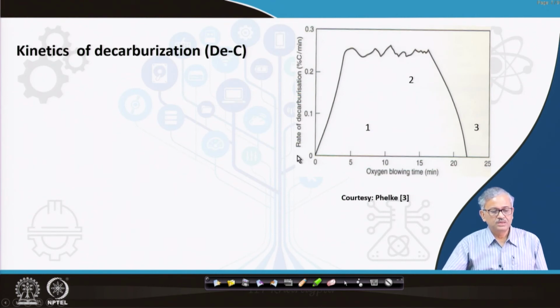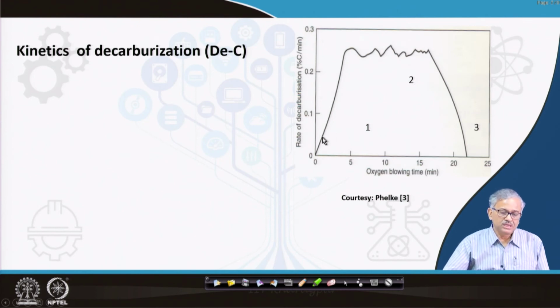You can see the rate of decarburization, that is the percentage of carbon per minute, against the oxygen blowing time, and you can see the curve is like this. So here, the decarburization rate, dC/dt, is basically the percentage C per minute.